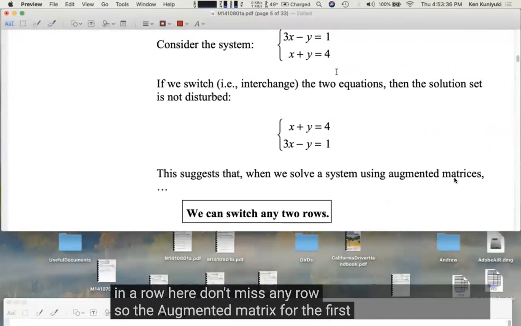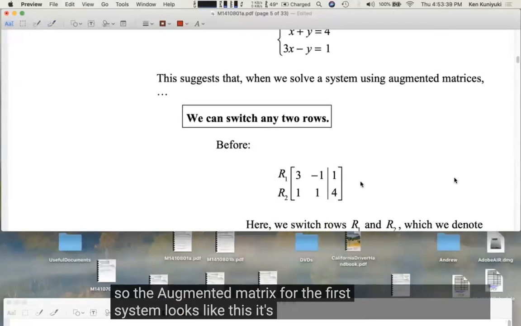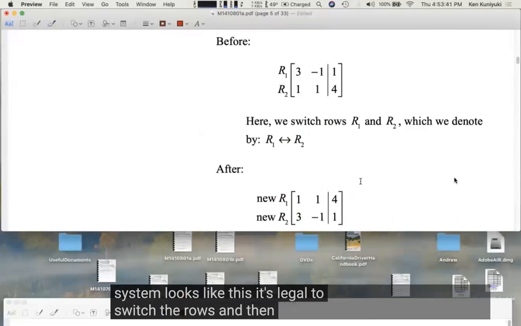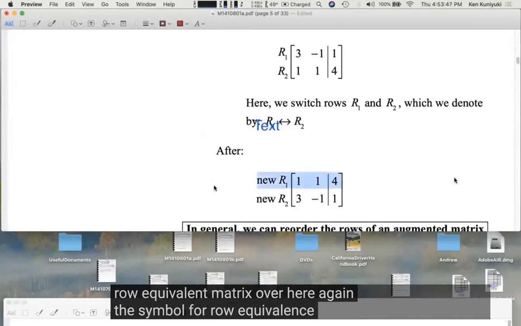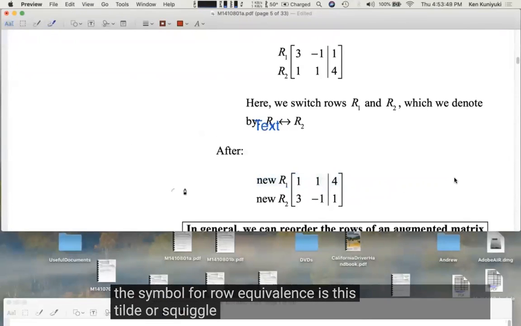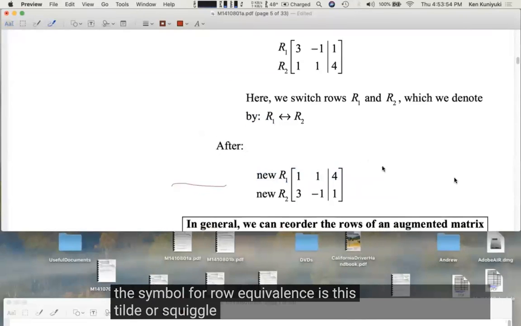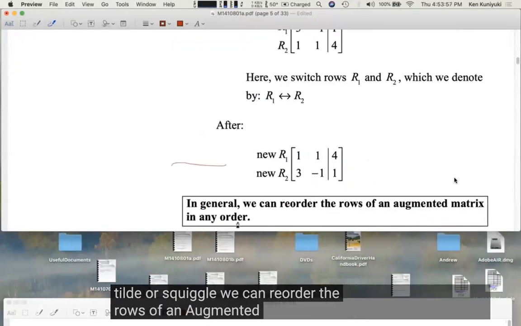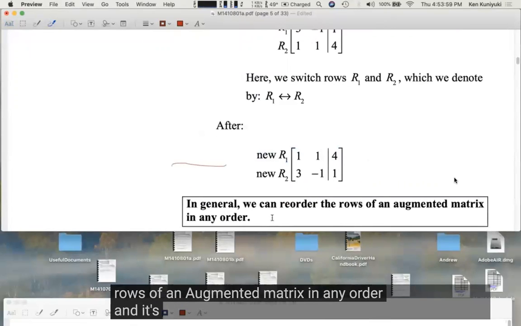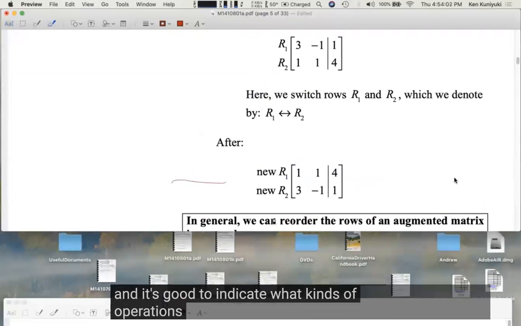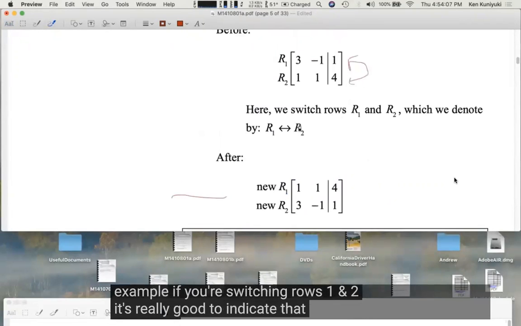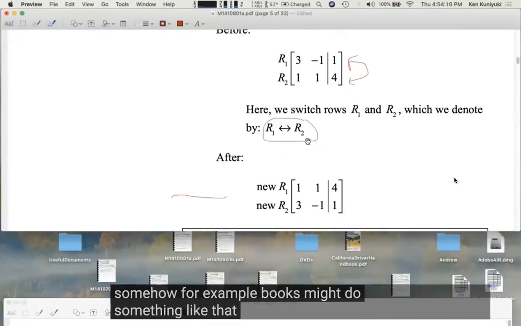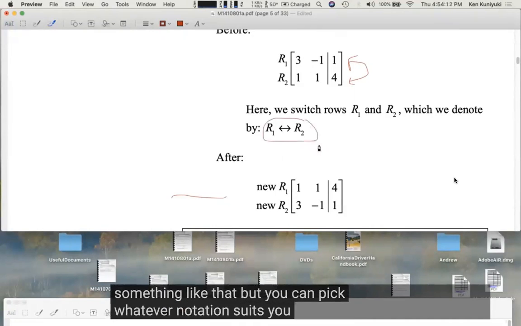So the augmented matrix for the first system looks like this. It's legal to switch the rows, and then you get this row equivalent matrix over here. Again, the symbol for row equivalence is this tilde or squiggle. We can reorder the rows of an augmented matrix in any order. And it's good to indicate what kinds of operations we're performing. So for example, if you're switching rows 1 and 2, it's really good to indicate that somehow. For example, books might do something like that. But you can pick whatever notation suits you well.